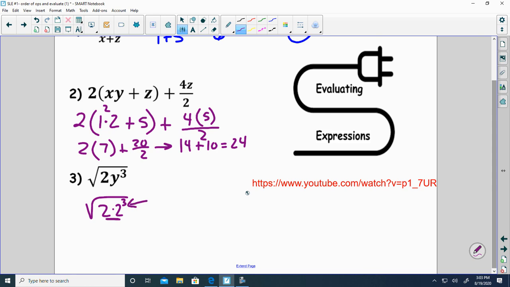So I'm going to take care of 2 to the third first. So 2 to the third, remember, is 2 times 2 times 2. 2 times 2 times 2 is 8. Then I have 2 times 8 still underneath the radical or the square root sign. And does anyone know what the square root of 16 is? Yeah, it's 4.